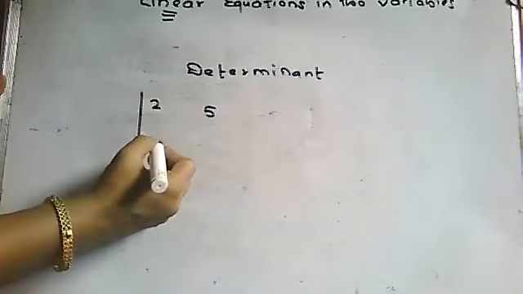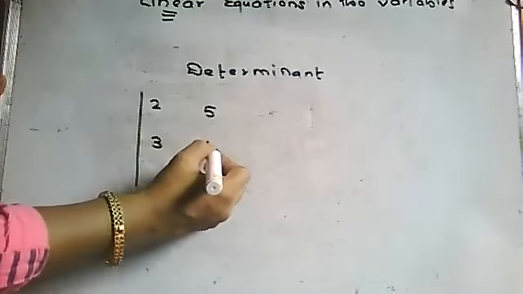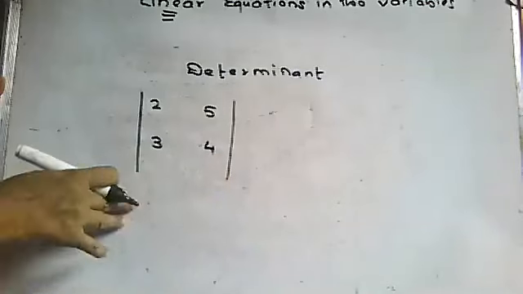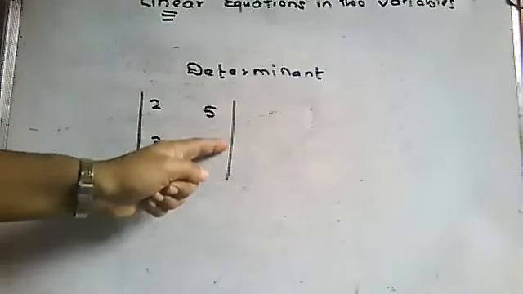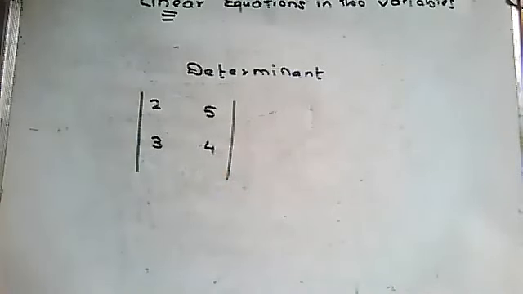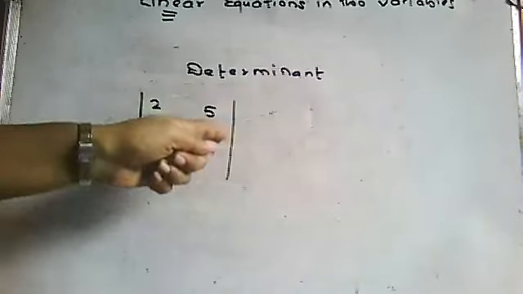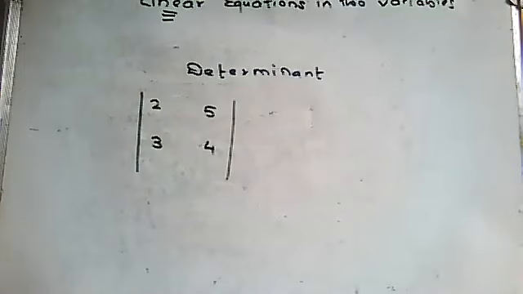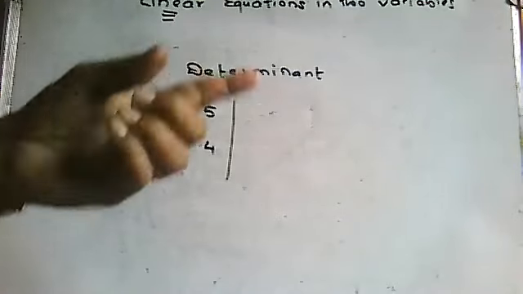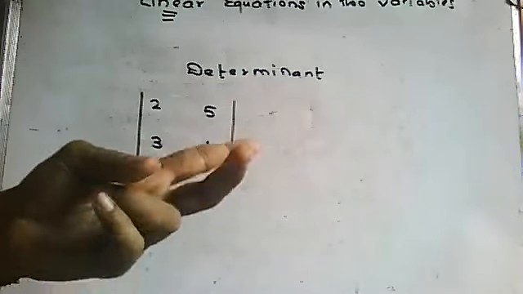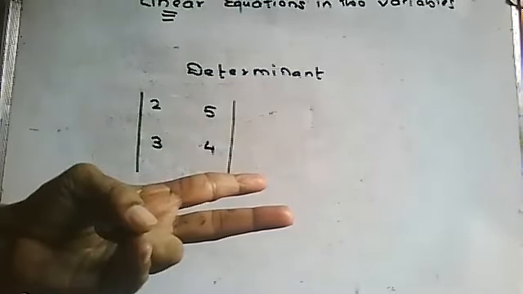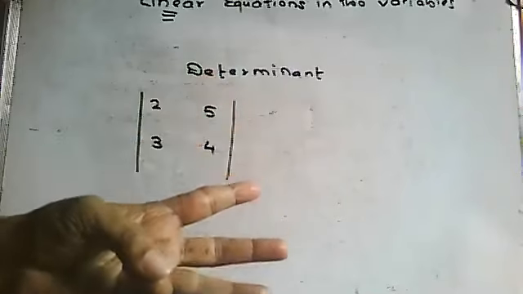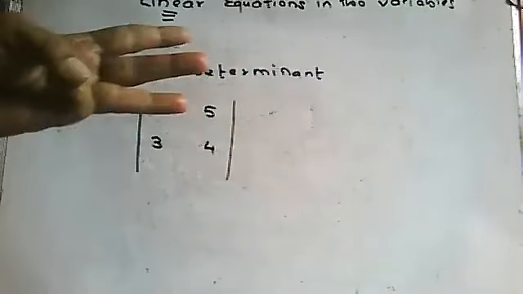2, 5, suppose 3 and 4. Students, this is the sign of determinant. Determinants are used to solve simultaneous equations, that is, to get the values of x and y. We have the elimination method. We have seen the substitution method. In the same way, the determinant method is the third method.